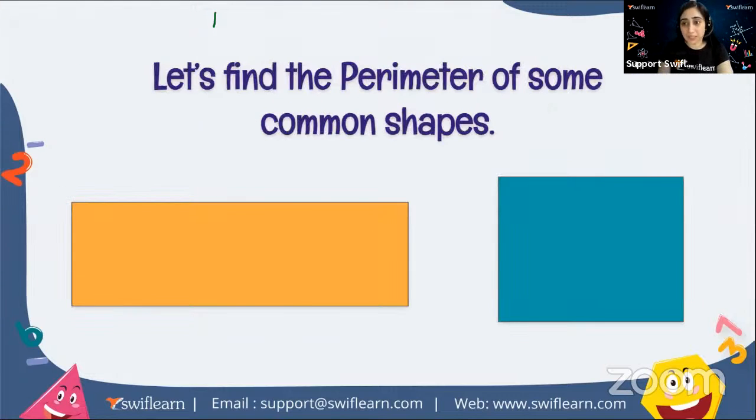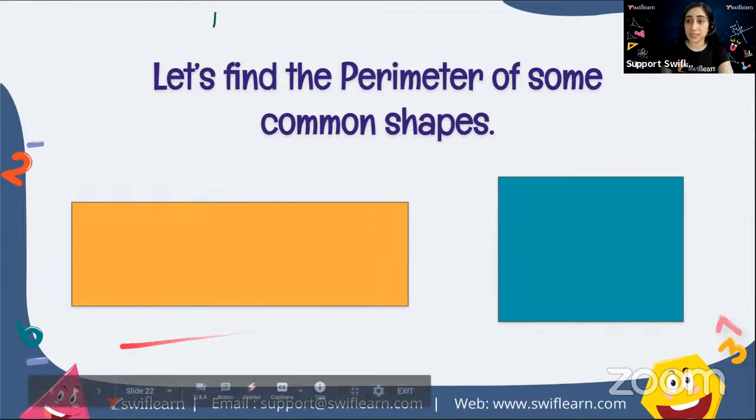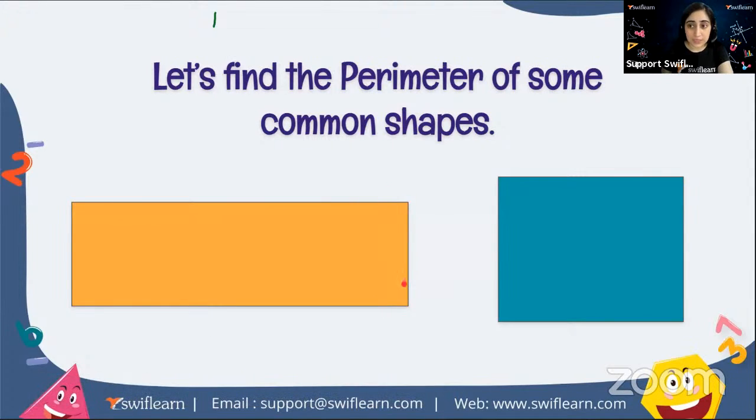Right. So before starting, let me tell you two things. Let's find the perimeter of some common shapes. So finally, we are moving on to two shapes. This one shape has a bigger side, a smaller side, and the opposite sides are equal. When we compare this, what do we call the shape? There are two shapes drawn on the screen, and you have to tell me what this shape is called.